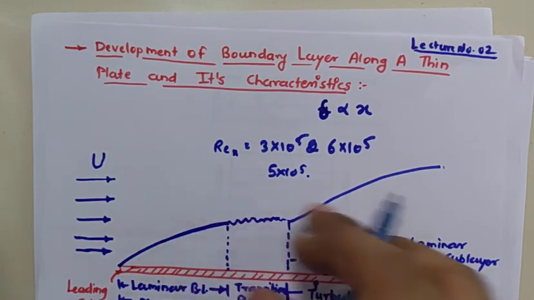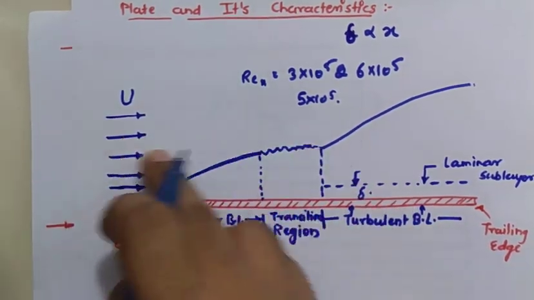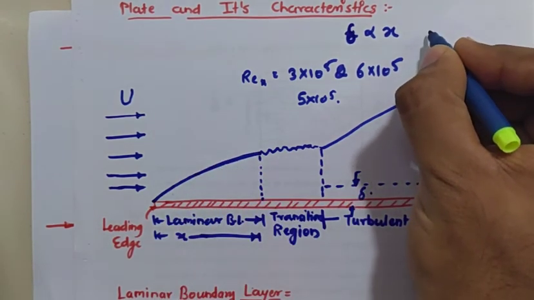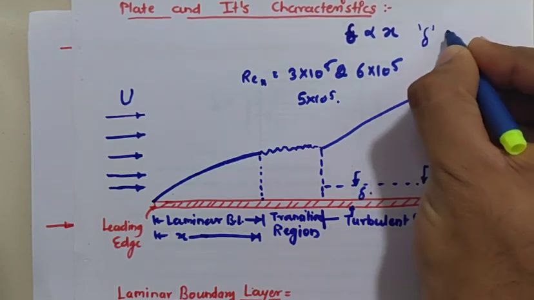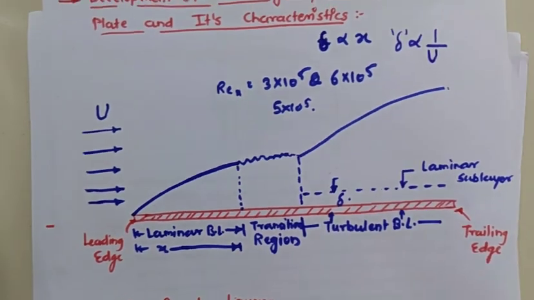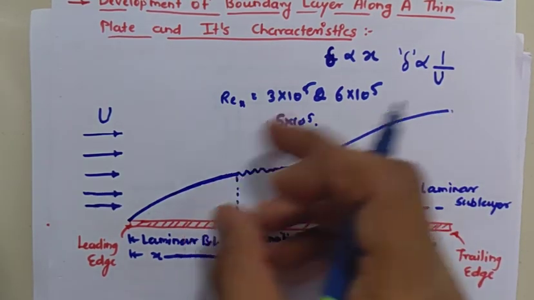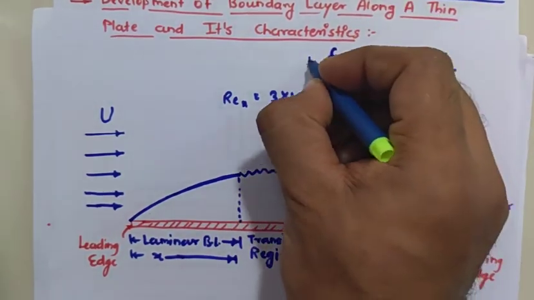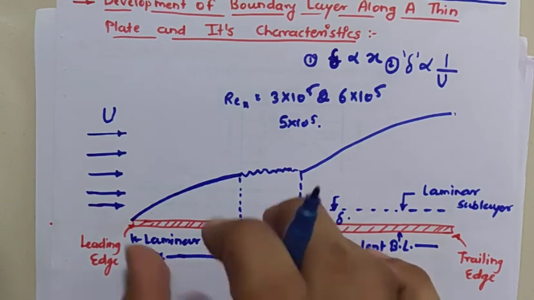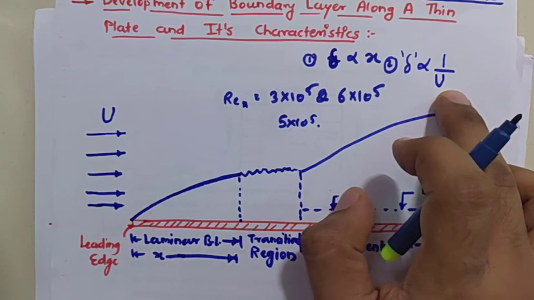Second one, boundary layer thickness depends upon free stream velocity. The thickness of boundary layer delta is inversely proportional to free stream velocity of flow. If free stream velocity increases, thickness of the boundary layer decreases, and vice versa. So the first important parameter is distance x from the leading edge, and next is free stream velocity, to which it is inversely proportional.